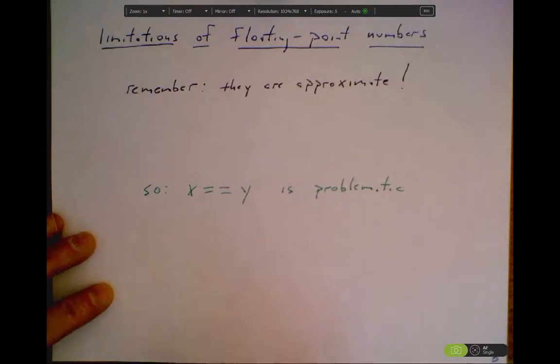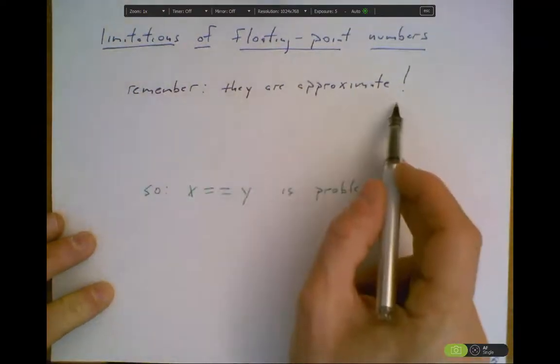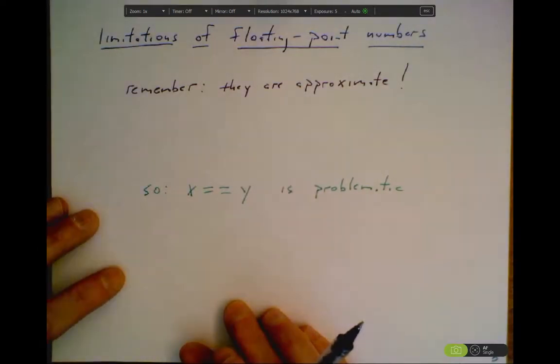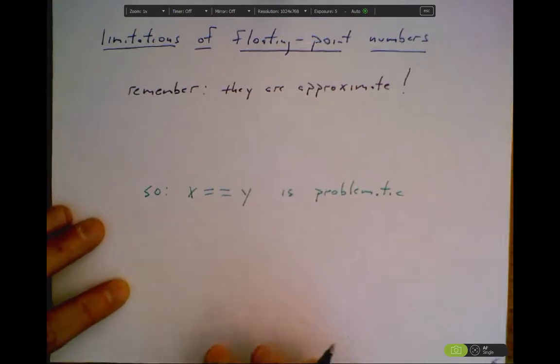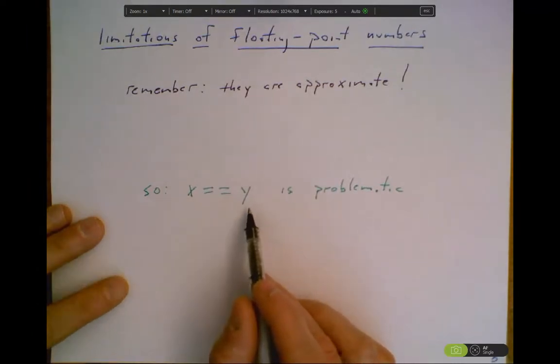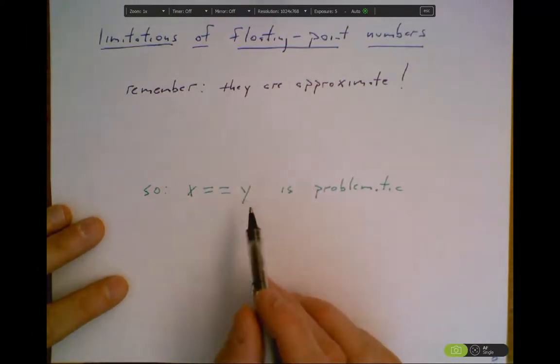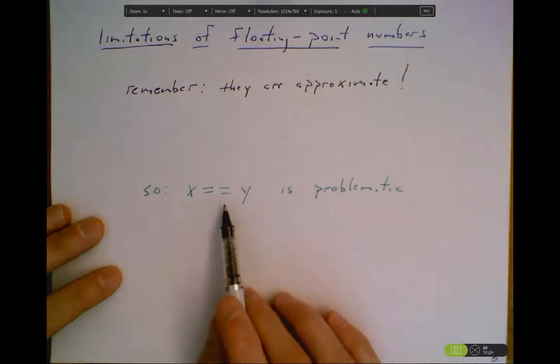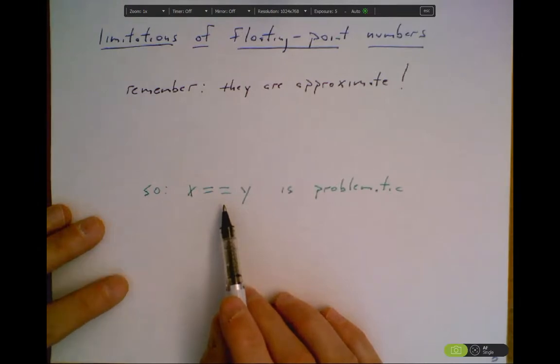And the big point is you have to remember these numbers are approximate. They're approximations of some physical reality. Because we only have a limited number of bits, we have to chop at some point. So first thing to realize is that floating point equality is problematic. Both these numbers are approximations, so there's some fuzziness to both numbers. So asking them to be exactly equal doesn't really make sense.